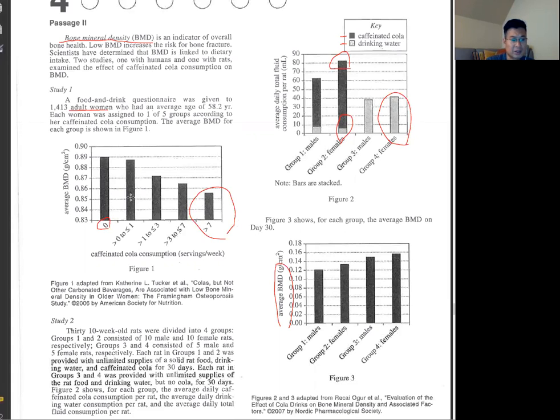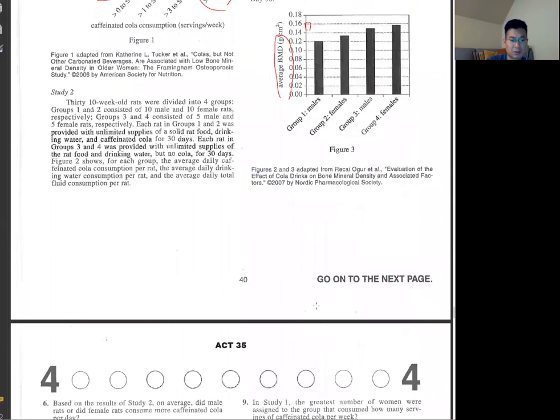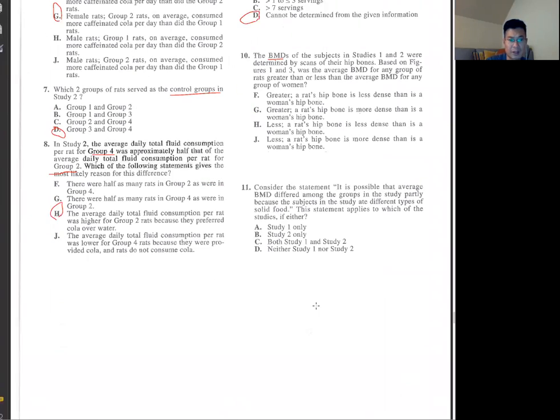So then if you think about the BMD, the absolute value of BMD itself, which is not drinking the cola, the BMD is 0.89. But then the female, like the group from figure 3, then BMD is only like 0.15. So the women is greater, which means rat is less. So because of that, it is H.